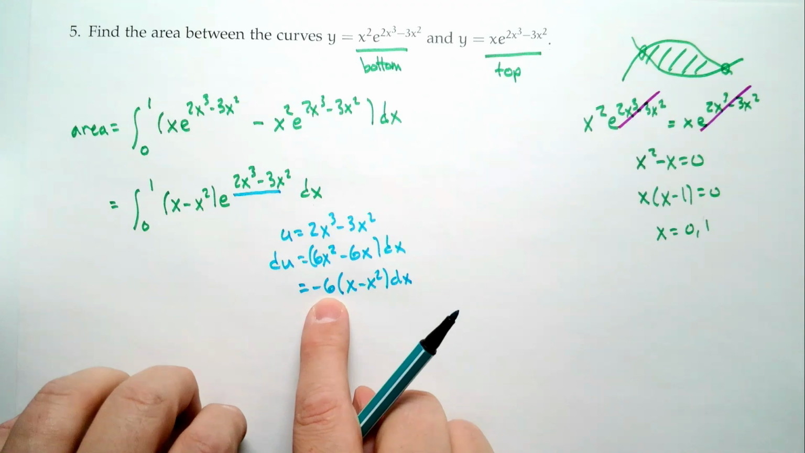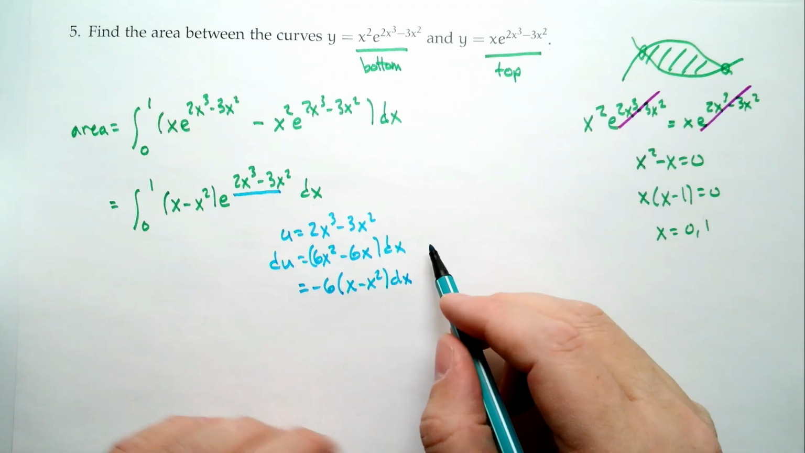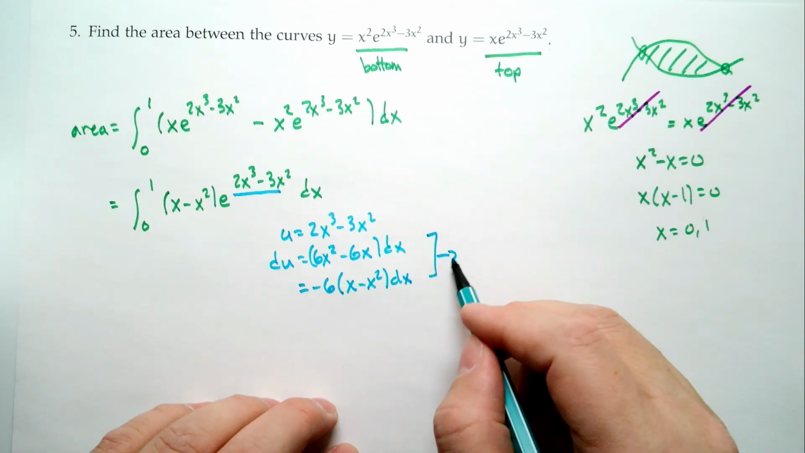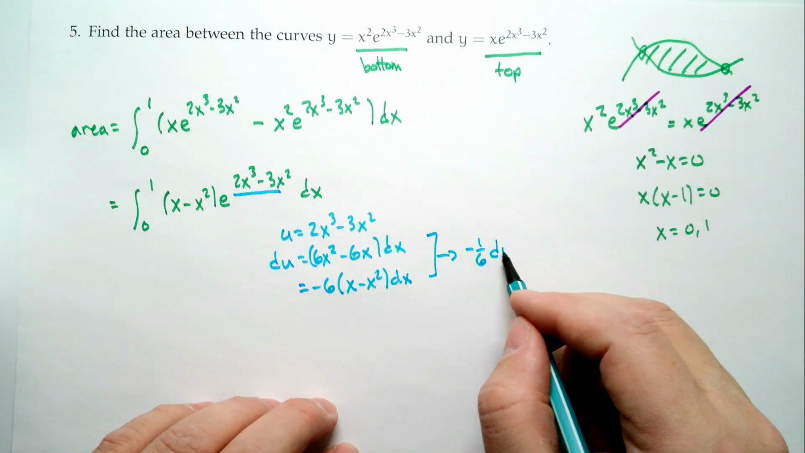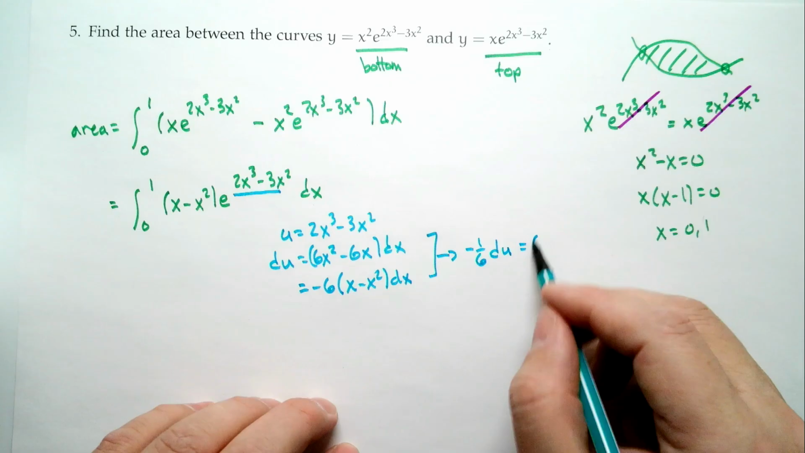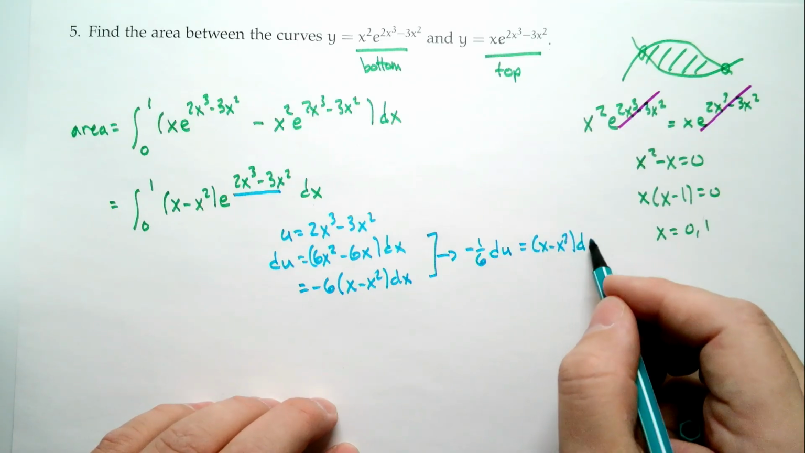How do we handle the negative 6? Well, I like to handle the negative 6 by a process I like to call divide by negative 6. So divide both sides by negative 6. Negative 1/6 du is equal to x minus x squared dx.